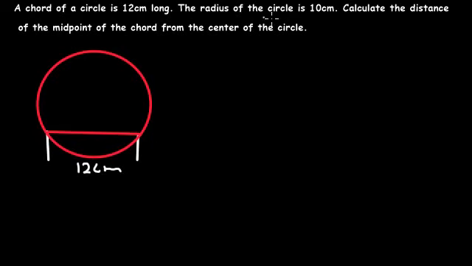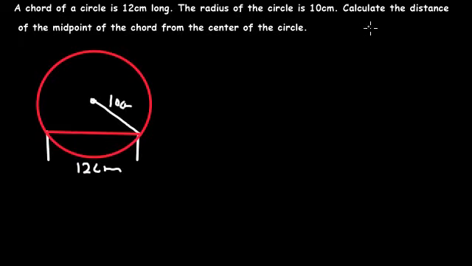Now, the radius of the circle is 10 centimeter, which implies that if this is the center of the circle, then a straight line drawn from that center to the edge of the circle, which will meet the chord at one edge, will be 10 centimeter.